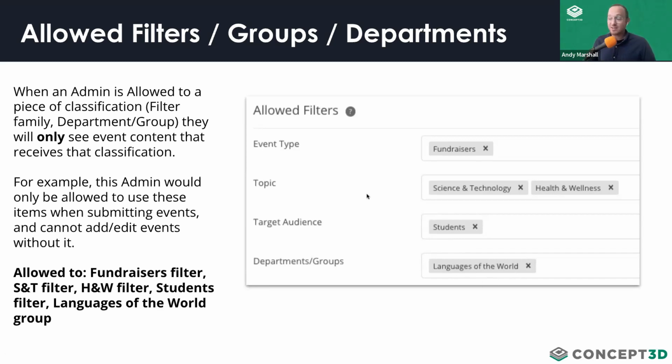If a submitted event does not contain any of these pieces of classification, this admin will not be able to see that event. The best way to think about this is in the most literal of senses. When you allow someone access to a filter, department, channel, or bulletin, that's all they're allowed to see. So again, take it in a very literal sense.